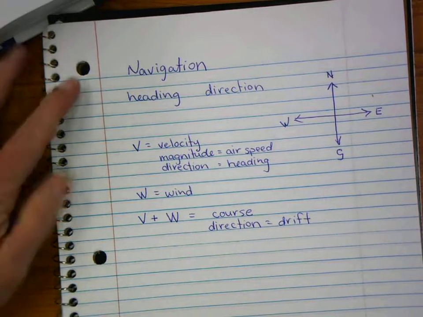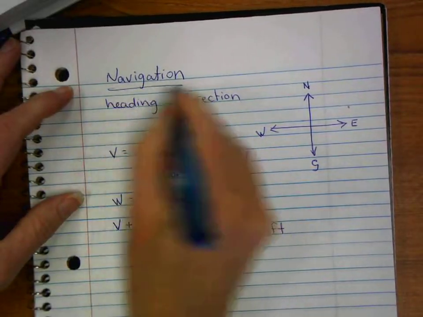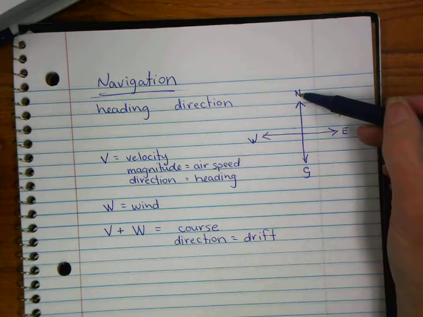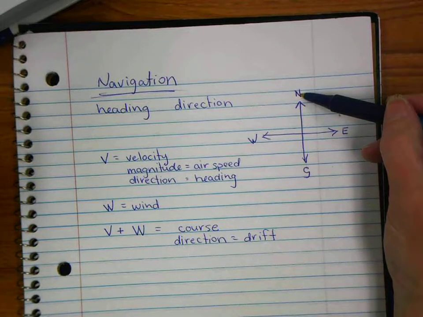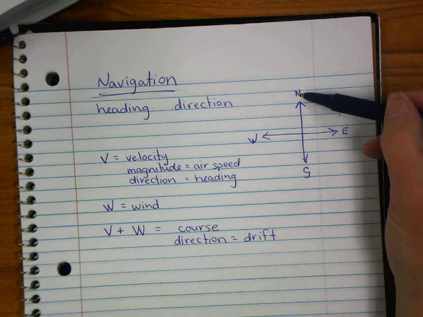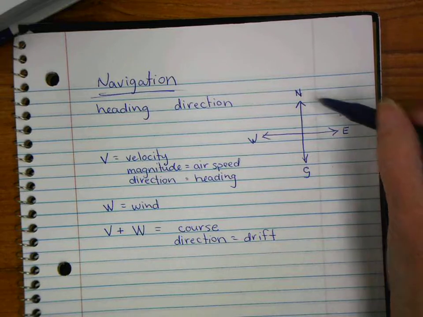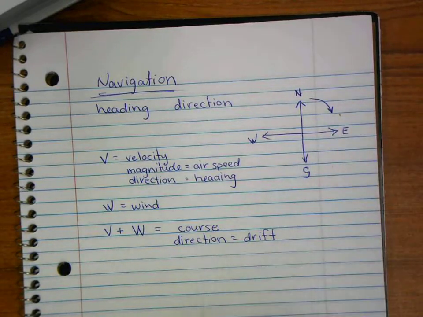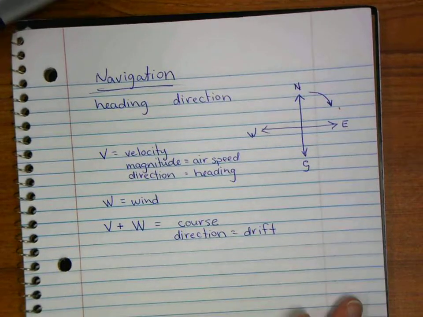Now, another thing you need to know when we're dealing with navigation is that we measure everything from north. So this is going to change our angles and how we think about things just a little bit, but everything is measured from north in a clockwise direction. So let's take a look at an example.